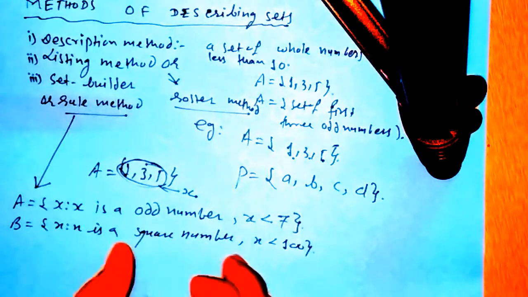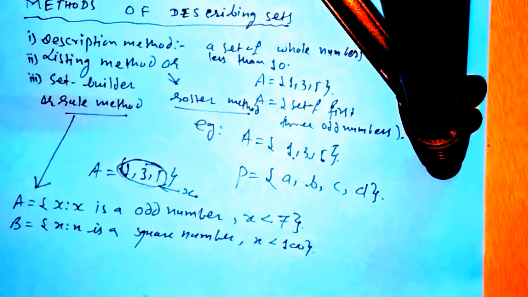If you just write this as a collection of square numbers which are less than 100 in words, that will be called the description method. If you list all the elements and write in the curly brackets, it will be called the listing method. But if you write like this, then it is called the set builder or rule method. Hope you have understood about methods of describing sets.